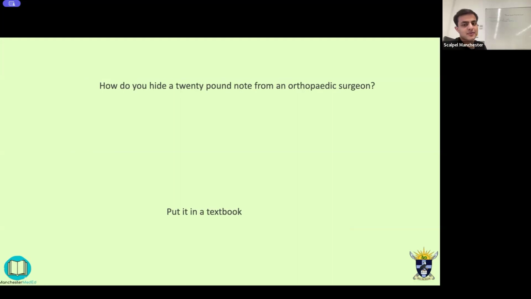How do you hide a £20 note from an orthopedic surgeon? Put it in a textbook. I'm not most proud of this joke, but I just had to put in a joke.